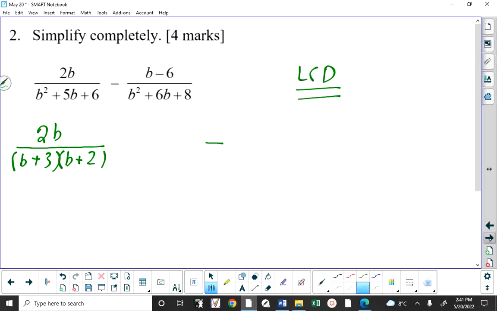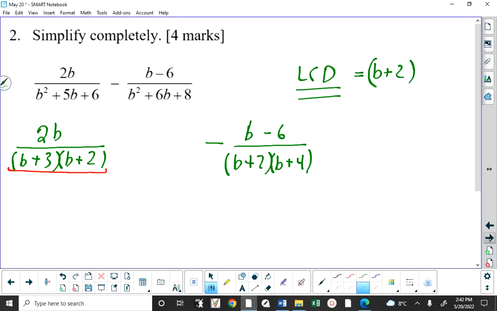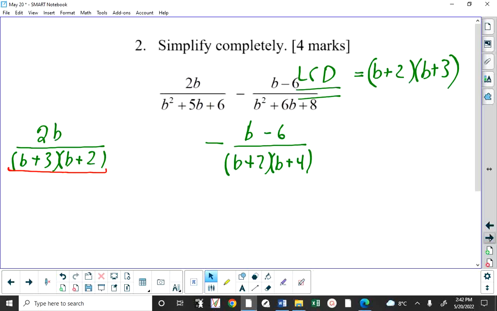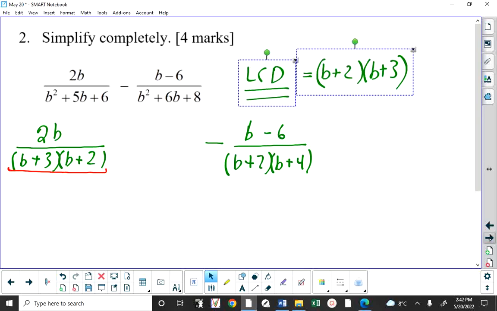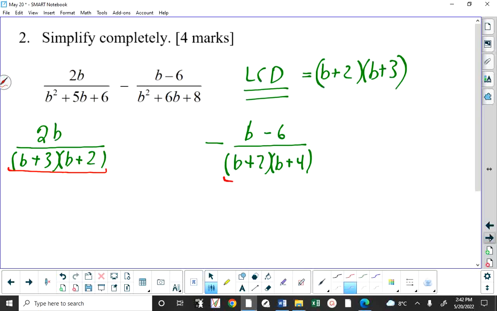Minus b minus 6 over, while the bottom of this second fraction factors into b plus 2, b plus 4. The lowest common denominator must contain both of these denominators. So the lowest common denominator has to contain a b plus 2 and a b plus 3. It has to. The lowest common denominator as well needs to contain these two factors.